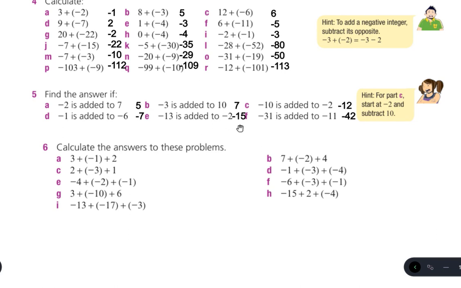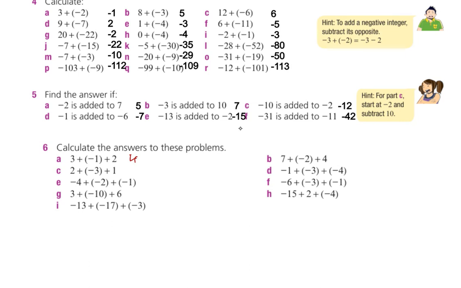If you've got -13 and -2 from that, it will be 2 down from -13, -15. All right, let's actually calculate some answers. So 3 plus -1, which means we're taking 1 away from 3, will be 2 plus 2 equals 4. Okay, 2 plus -3 will be -1, plus 1 will be 0. -4. So when I look at these, I'm just thinking of it as it's minusing 2. So -4, take 2 is -6, and minus another one will be -7. This is -10 from 3, which will be -7, plus 6 will be -1. This is taking away 17 from what is already -13, so that'll be -30. Take away another 3 will be -33.